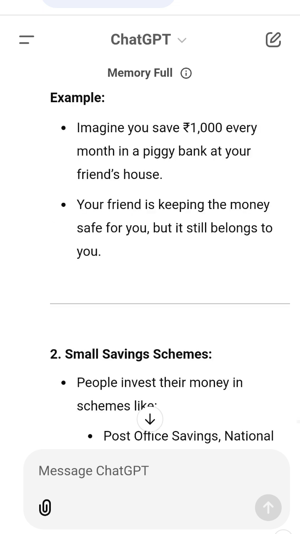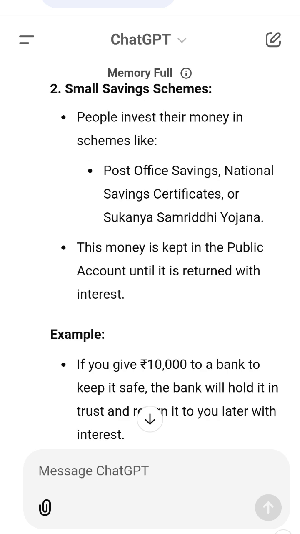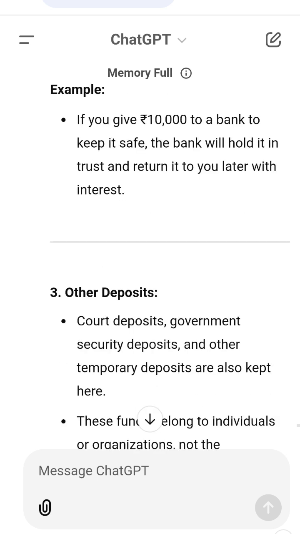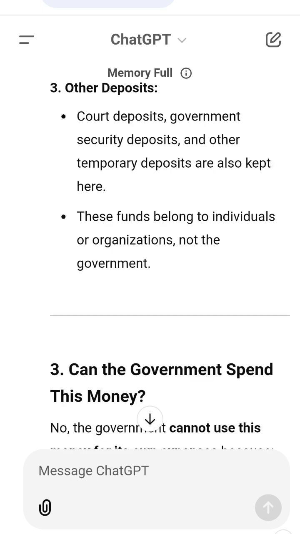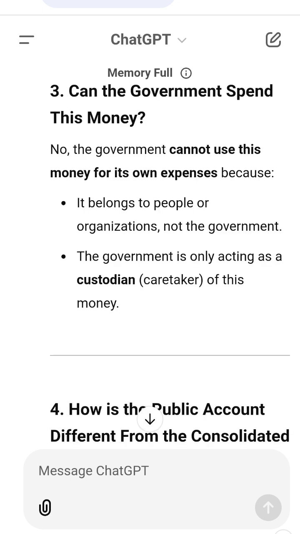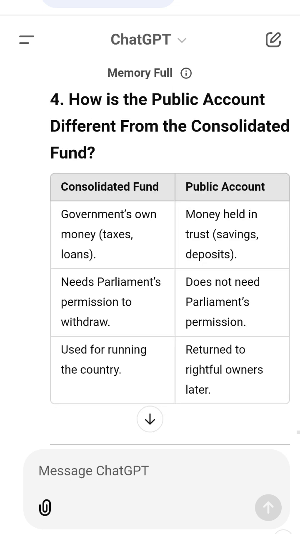3. No confusion. Keeping this money in a separate account ensures it is not mixed with the government's funds. Simple example to understand. Imagine you're a bank. 1. People deposit their savings, like 1,000 or 10,000. 2. You hold this money in a special account, not for your own use, but to return it later when they ask for it. 3. You don't need anyone's permission to give them their own money back.